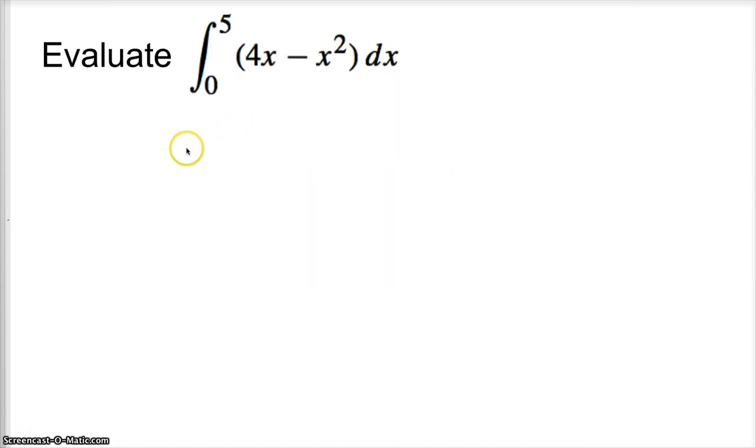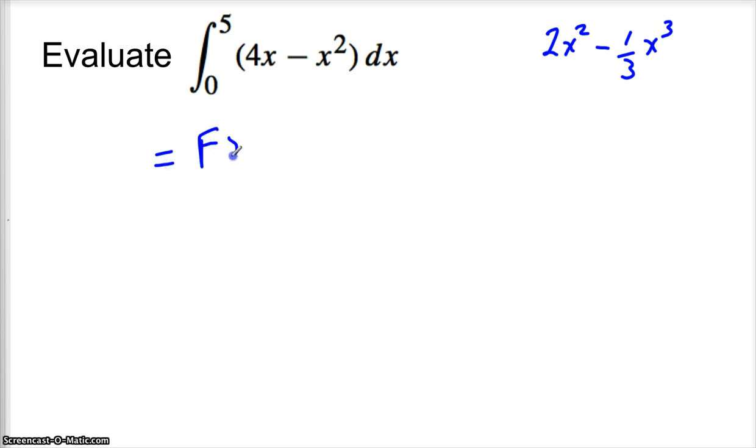So here's our first example. We have the definite integral of 4x minus x squared from 0 to 5. So let's calculate the antiderivative on the side here. The antiderivative of 4x, add 1 to the exponent, divided by that exponent, we get 2x squared. And x squared has come up a lot, so that's one I know by heart by now. And that's it right there. So we're going to use that in our calculation here.